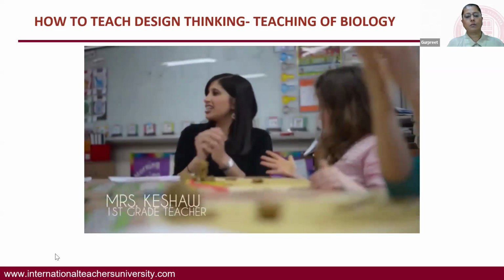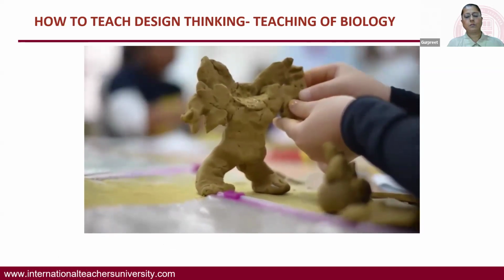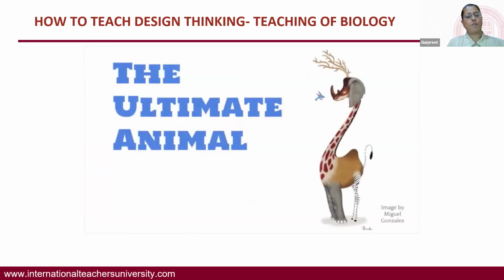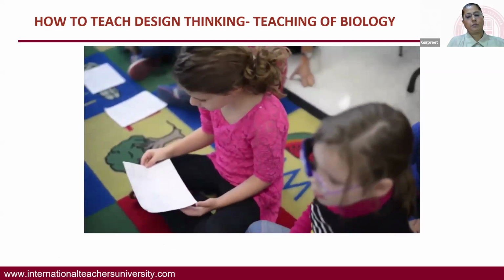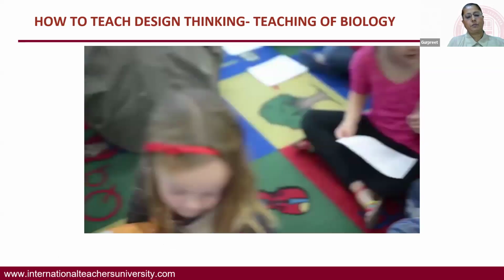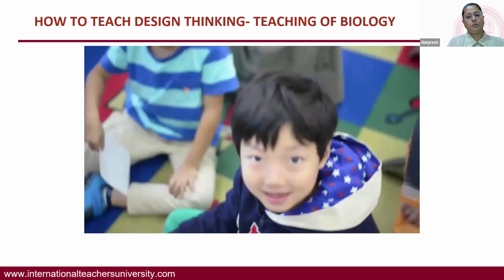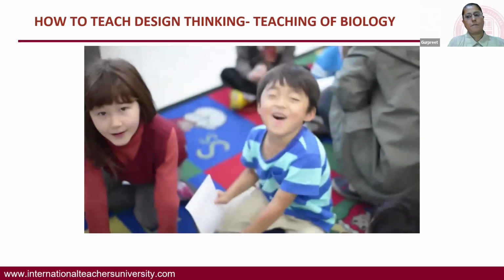Mrs. Keeshaw and I thought this unit would be a great opportunity for students to try using the design thinking method. The goal of the unit was to have students design the ultimate animal and present their design to Mr. Bernardi, our computer science teacher who was formerly a zookeeper. The unit began with a class discussion, where students discovered that the external parts of animals had specific functions that helped them to survive in their environment. They also talked about the essential needs that every animal had.